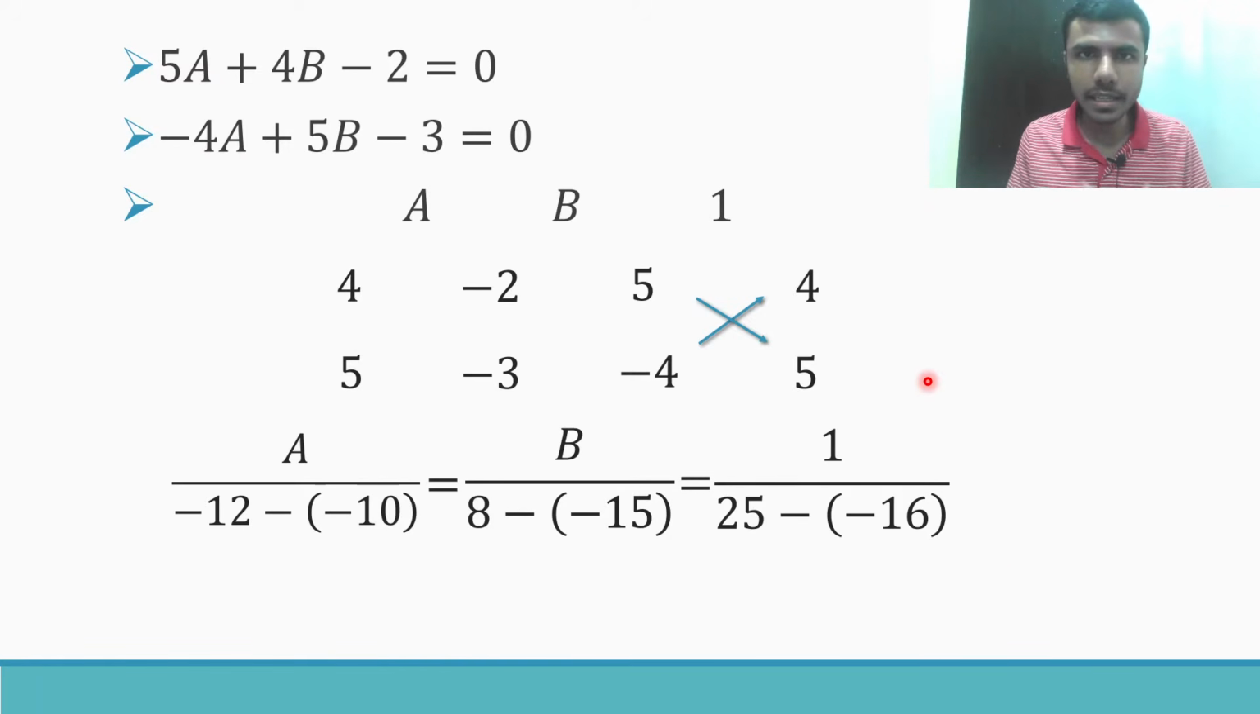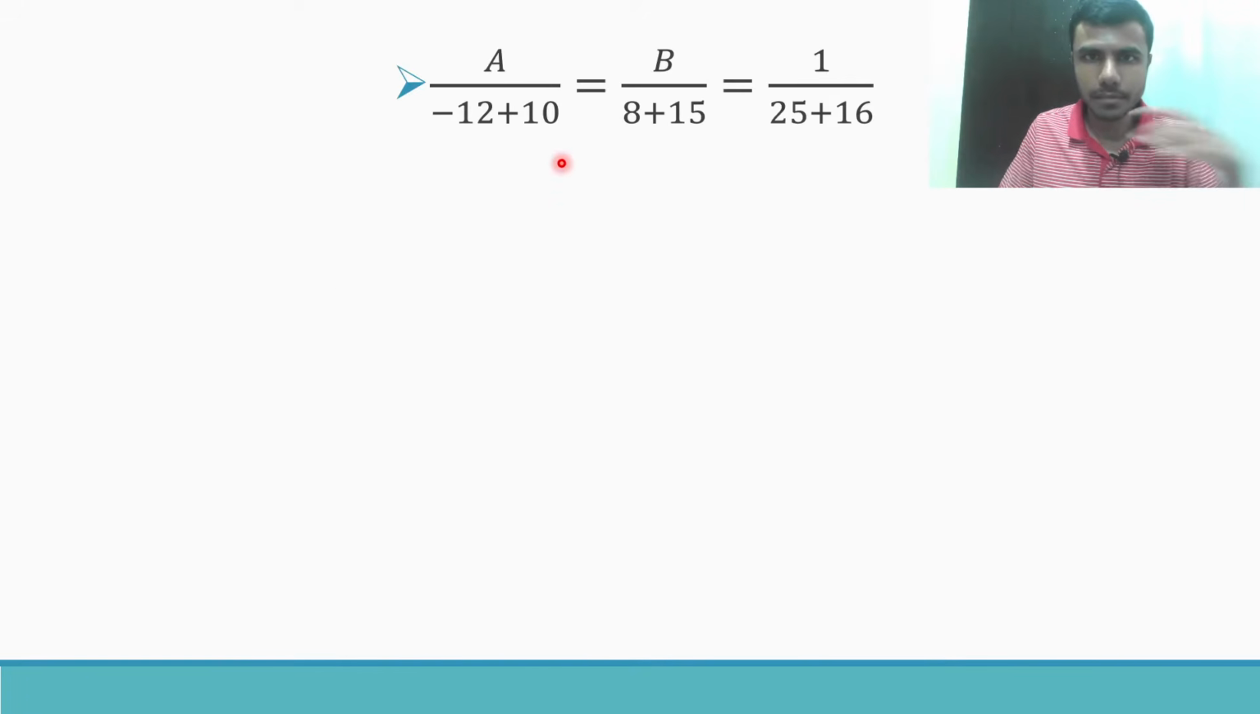But I feel like I need to go a little bit slowly so that many of you can understand. Fine. Chalo, now basic simplification. See, minus into minus of minus is plus. So minus 12 minus of minus 10 would be minus 12 plus 10, and this would be 8 plus 15. This is what you are going to see, and this will be 25 plus 16. This is what you are going to see in the next step.